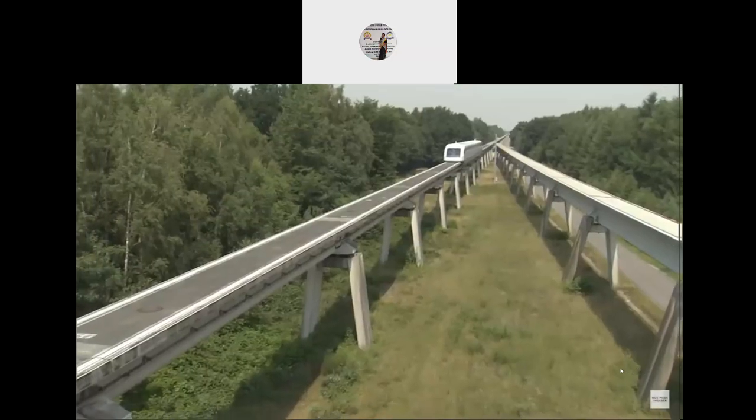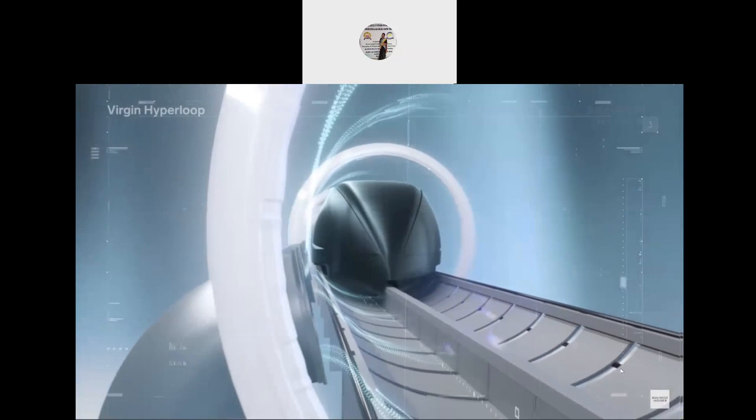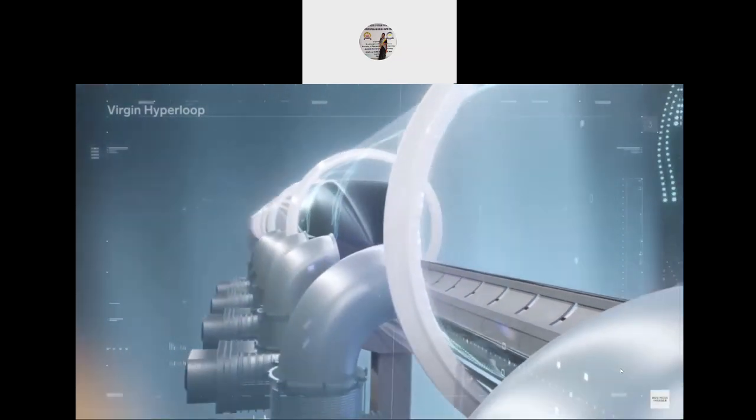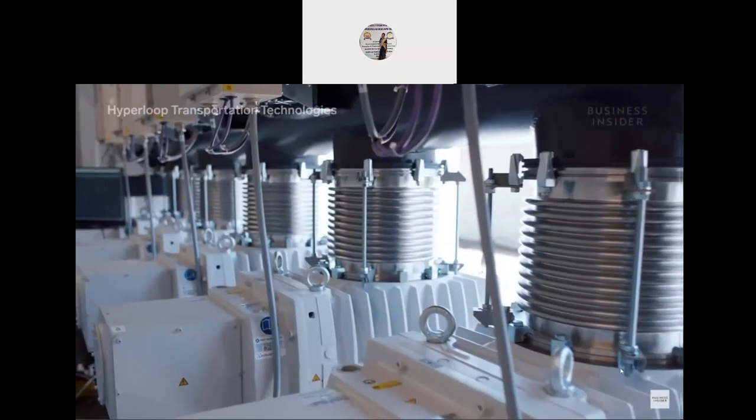And while you might think this sounds similar to existing maglev trains, the Hyperloop concept removes a key element that holds a lot of trains and planes back: air resistance. If you ever stick your hand out a window when you're driving in a car, imagine if there's really no air there, you really wouldn't feel that force pushing back your hand. And the same thing can be said for a Hyperloop. This is where vacuum pumps come in handy.